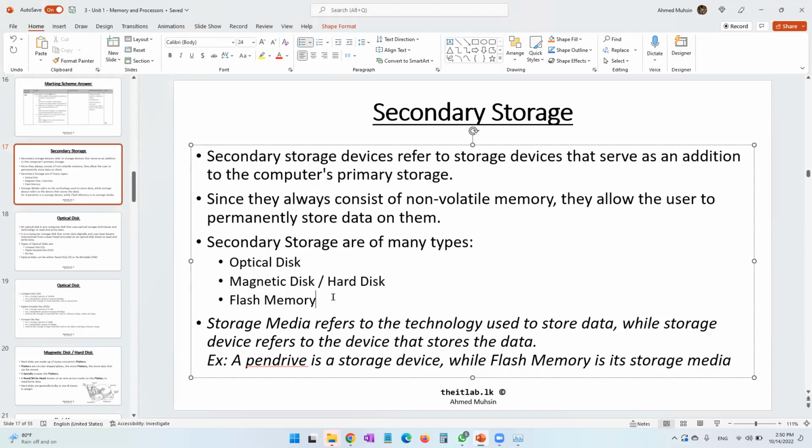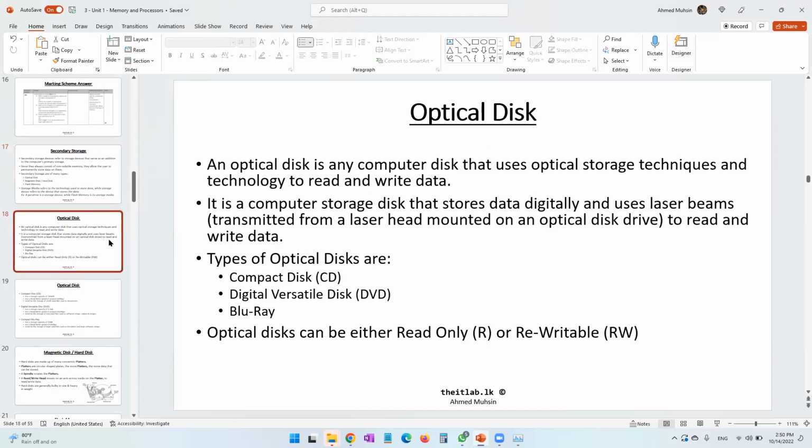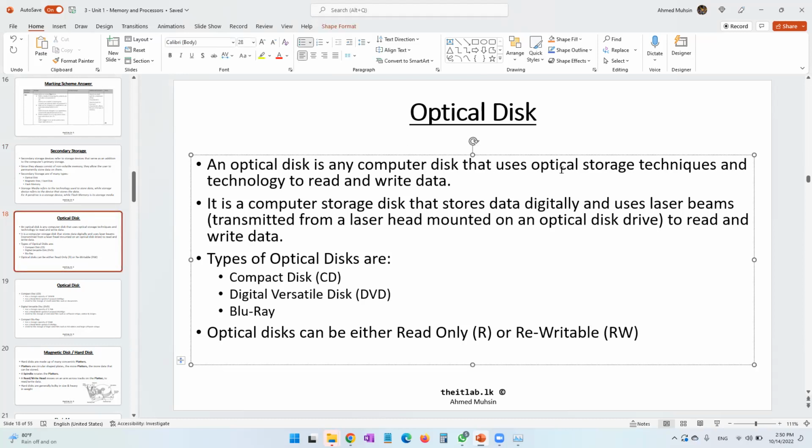Right. Moving on to our first secondary storage, which is optical discs. An optical disk is any computer disk that uses optical storage techniques. Optical storage techniques means it uses light, it uses laser beams to store and retrieve data, so we say read and write data. It is a computer storage disk that stores data digitally and uses laser beams transmitted from a laser head mounted on an optical disk drive to read and write data.